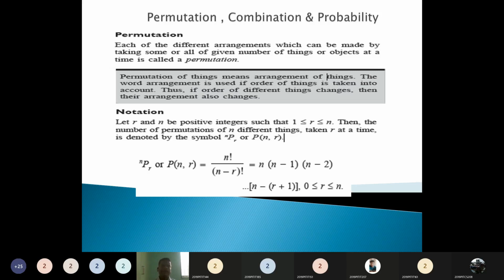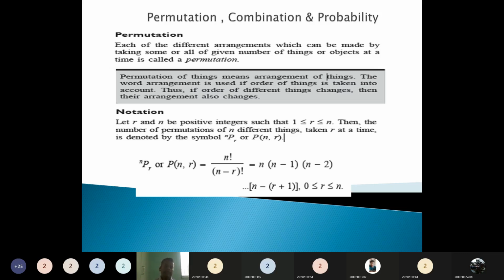In combination, it will consider only the selection of the objects. Whether that is first or second or third does not matter. So it will concentrate only on the selection. That is the difference between permutation and combination.